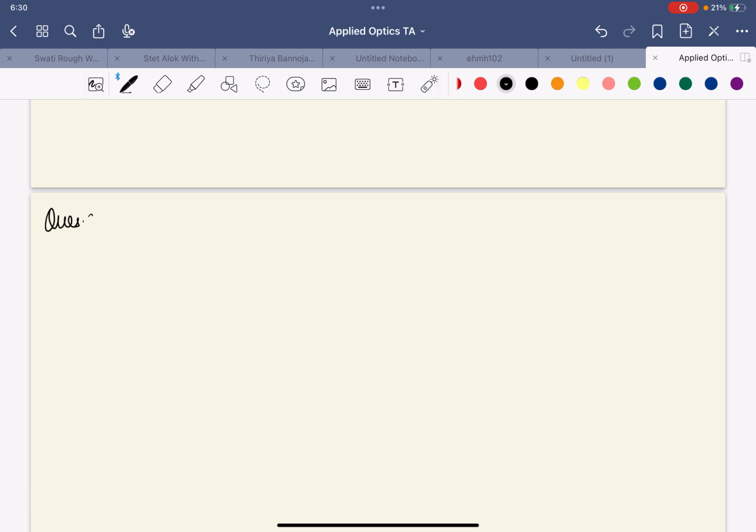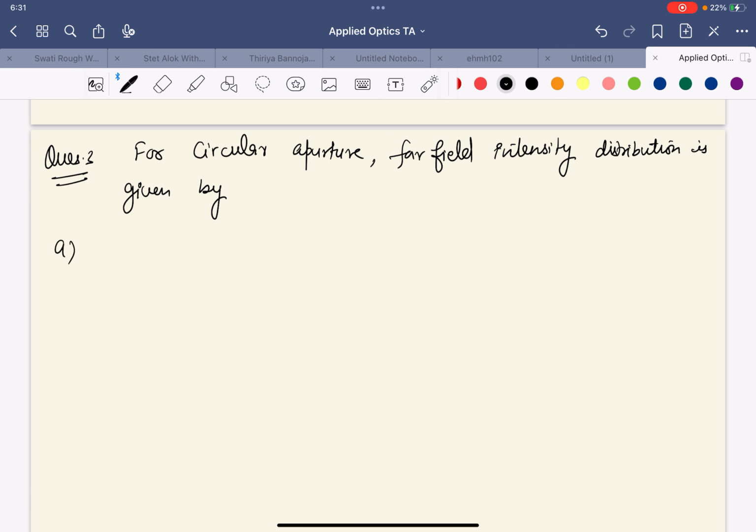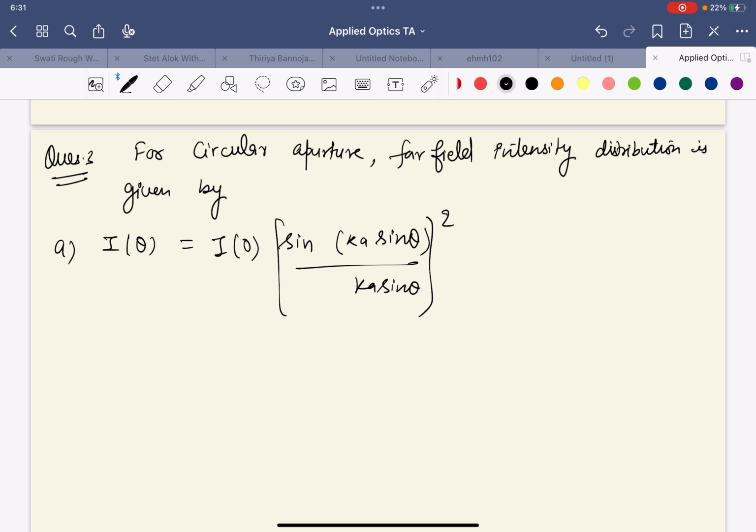So now question number 3 is: for a circular aperture, the far field intensity distribution is given by, so the options are: one is I(theta) equal to I0 times sine(ka sine theta) upon (ka sine theta), whole squared.